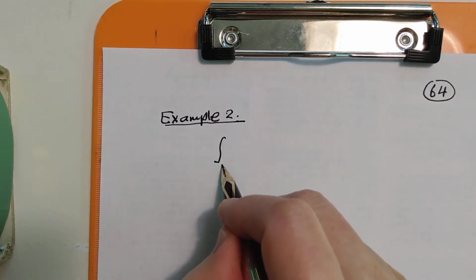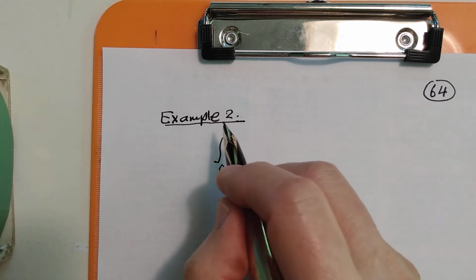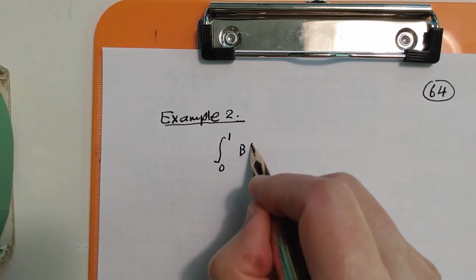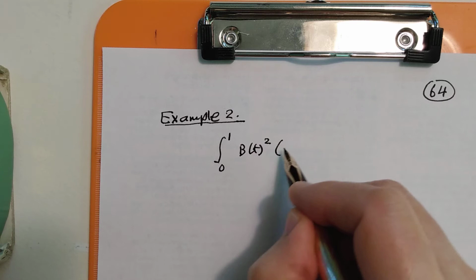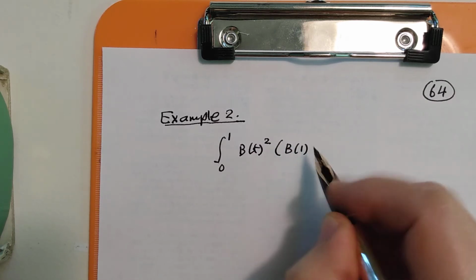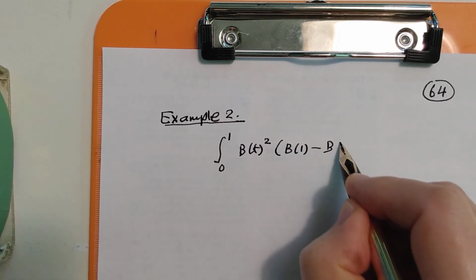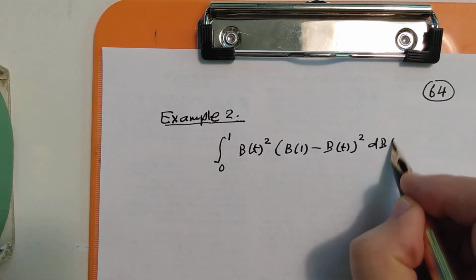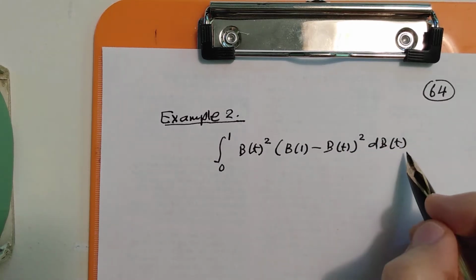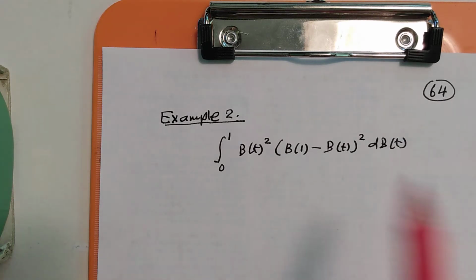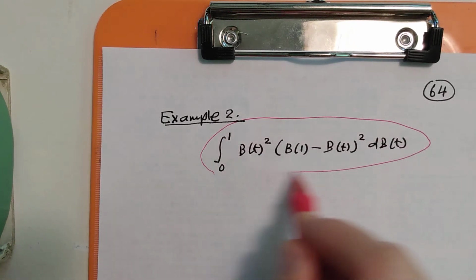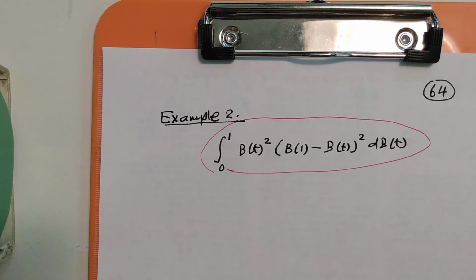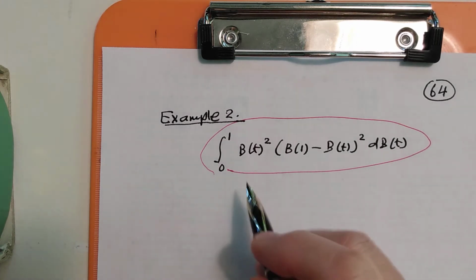This new integral from 0 to 1 of Bt squared (B1 minus Bt) squared dBt. So let's compute the expectation of the square of this new stochastic integral.